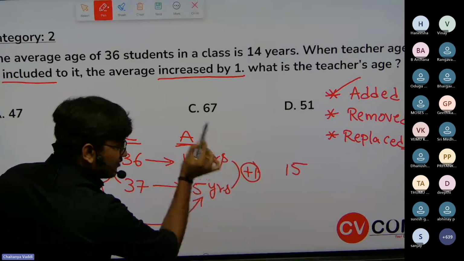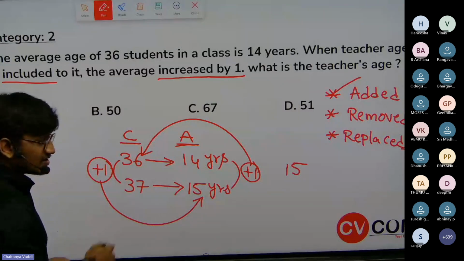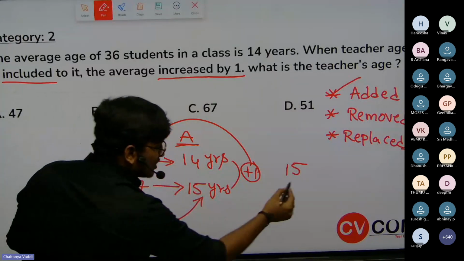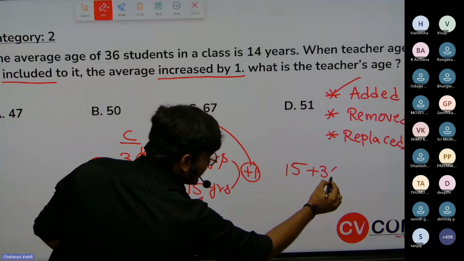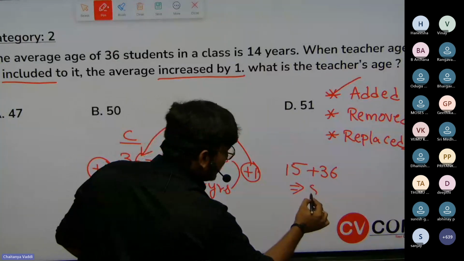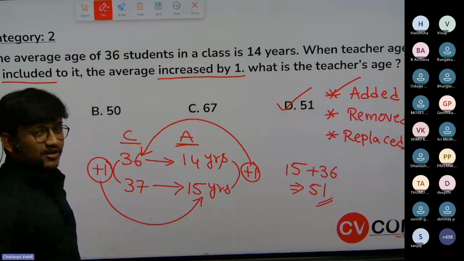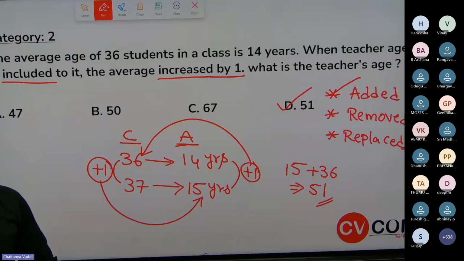Now the right hand side difference, multiply it with the first number. 1 into 36 will be 36. So what is 15 plus 36? It will be 51. So that is the teacher's age: 51 years.